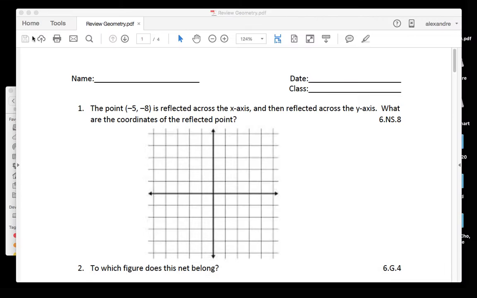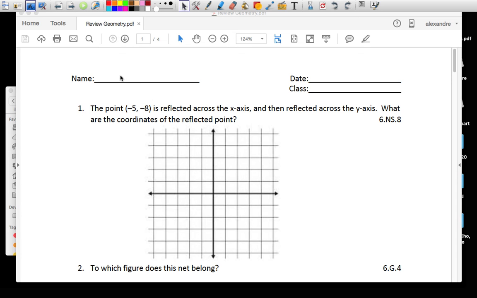So this is your review for your geometry test tomorrow. Let's get started. Okay, here we go. See if the pen works. And it does. So the point (-5, -8) is reflected across the x-axis and then reflected across the y-axis. What are the coordinates of the reflected point?